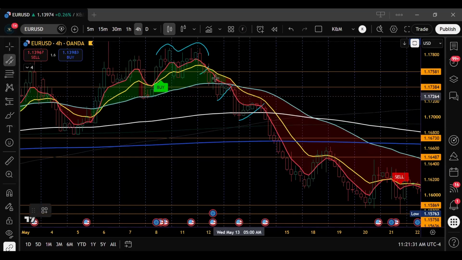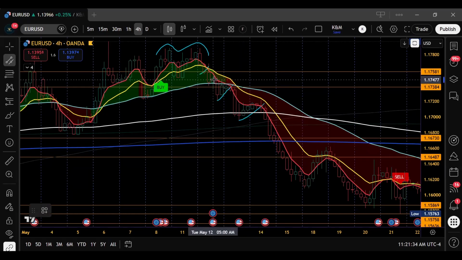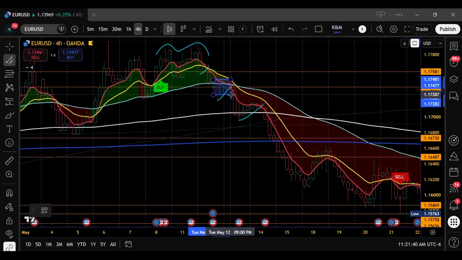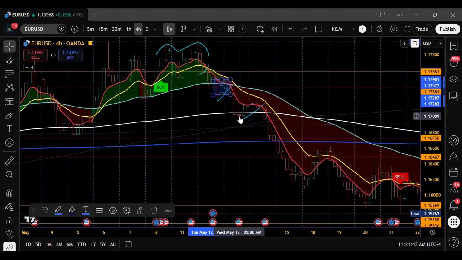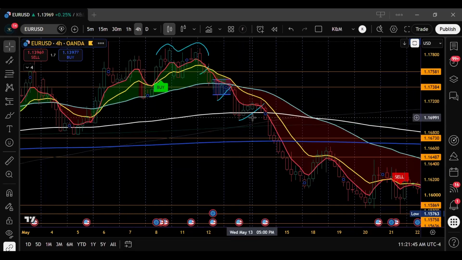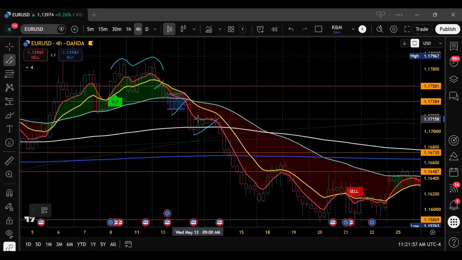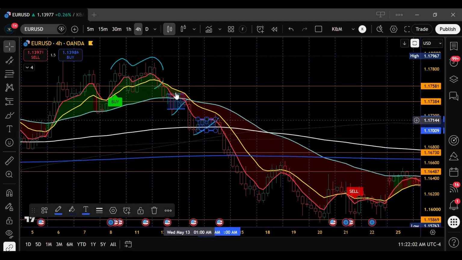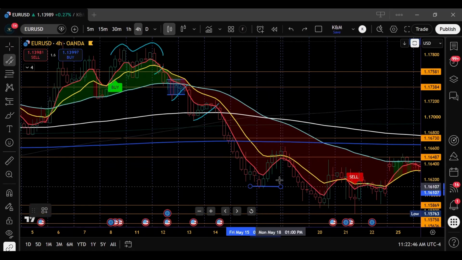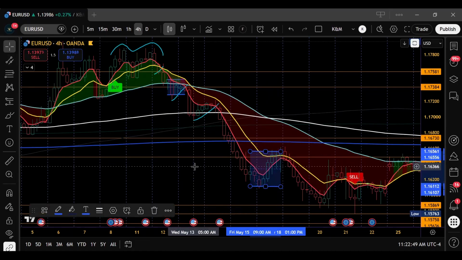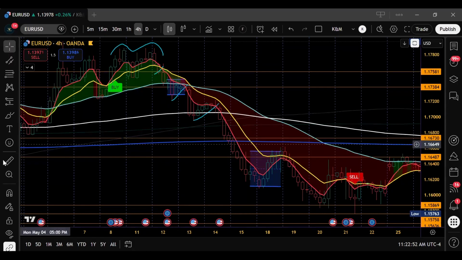I'm going to mark off my consolidation first. There's one zone. Why is it not giving that to me? It's not doing it right. There we go. That's 2. Pretty much it. And that was our M.